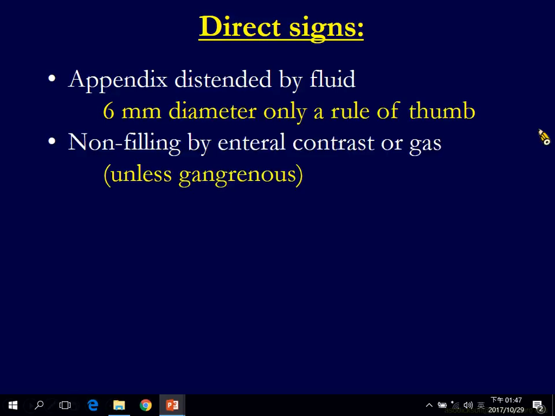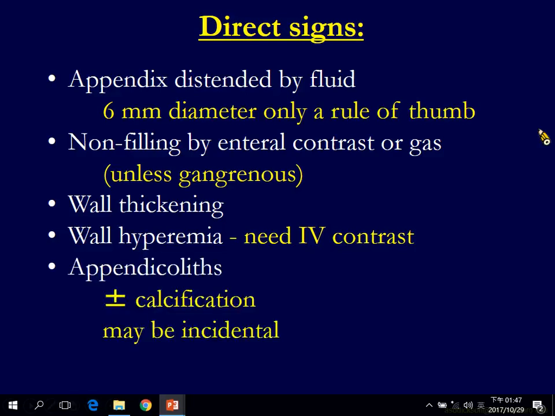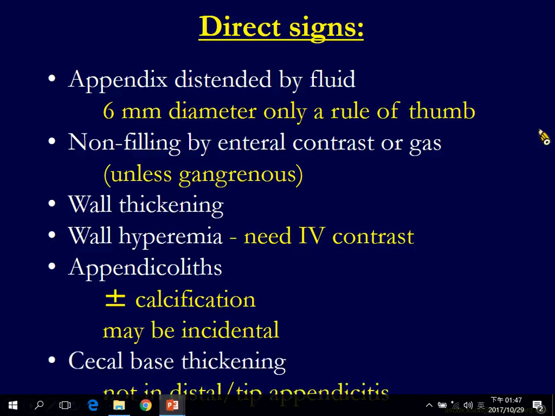An abnormal appendix typically does not fill with oral or rectal contrast, and generally does not fill with gas, although there are exceptions here. We will look for wall thickening of the appendix. We'll look for wall hyperemia, which is a very helpful sign, but you need intravenous contrast, of course, to see that enhancement pattern. And we'll look for appendicoliths. These may or may not be calcified, and these may be incidental. You will often find an appendicolith in a normal appendix waiting for another day and another ED visit. Look as well for cecal base thickening, with the caveat that you won't see this in a distal or tip appendicitis.